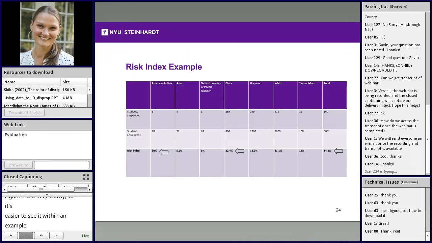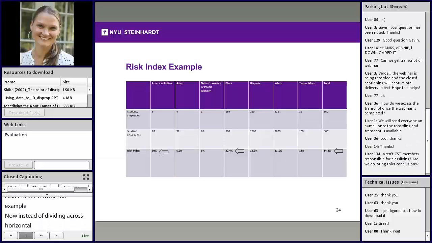So now, instead of dividing across horizontally, like for example Asian students is 4 over the total number, we're going to divide down. In this example, we have Black students: 259 suspended, and 800 total enrollment. So we divide 259 over 800 to get the percentage of 32.4%. So there's a 32.4% risk of being suspended. You can also see I've highlighted an arrow on American Indian students. There's a 30% risk of being suspended in the school district, and it is a small number, which is why it's a big percentage. Now you can take these numbers and compare them to the total district risk, and you can see there's a lot of disparity between these numbers.